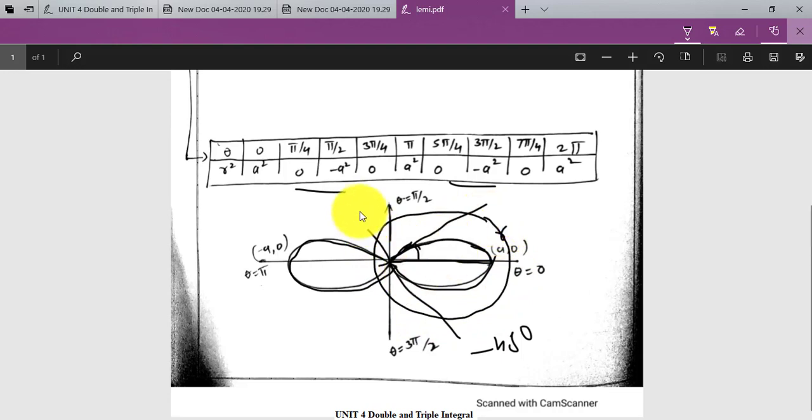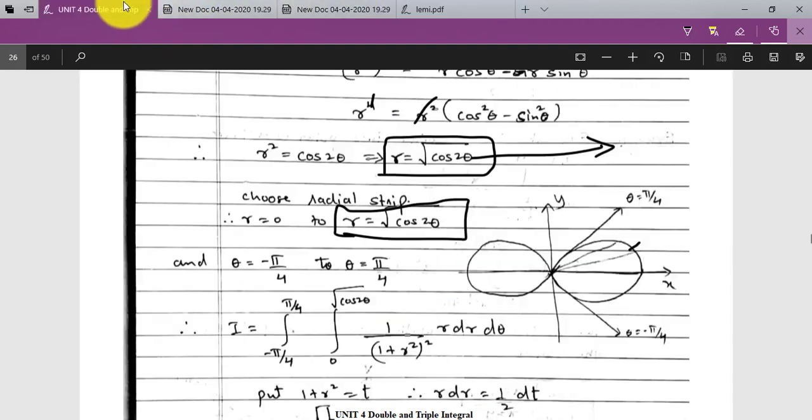I am only interested in this loop, or if you want, you can be interested in this loop, right? So I am only interested in this loop. This is how it goes, right? So let me come back to my concept.